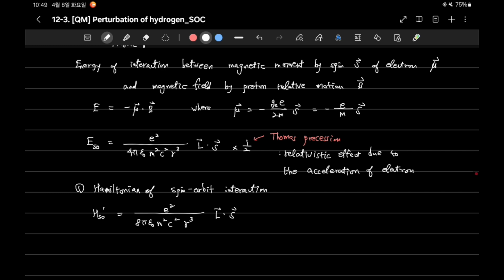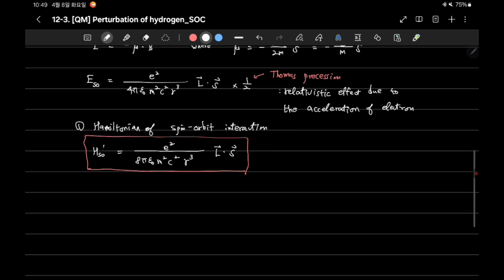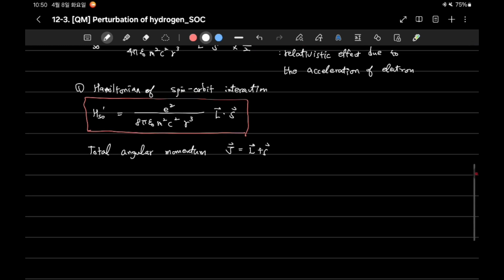Here is a spin-orbit Hamiltonian. Here we should consider this L dot S. We already know that L dot S can be matched to the total angular momentum. The total angular momentum J is L plus S. And here, L and S are not conserved, but J is conserved.